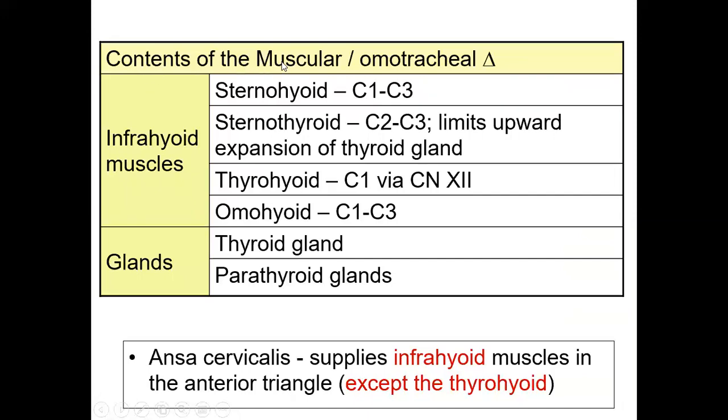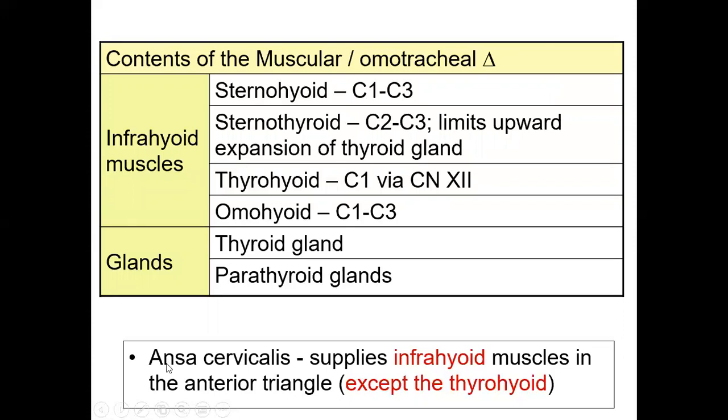And then for the content of the muscular triangle or omotracheal triangle, it contains mainly the infrahyoid muscles and also the glands. So we have the sternohyoid muscle, sternothyroid muscle, thyrohyoid muscle, and also omohyoid muscle. These are the infrahyoid muscles that are present in the muscular triangle. These are the nerves that supply these muscles. And then for the glands, we have the thyroid gland present in the muscular triangle, and also the parathyroid gland.